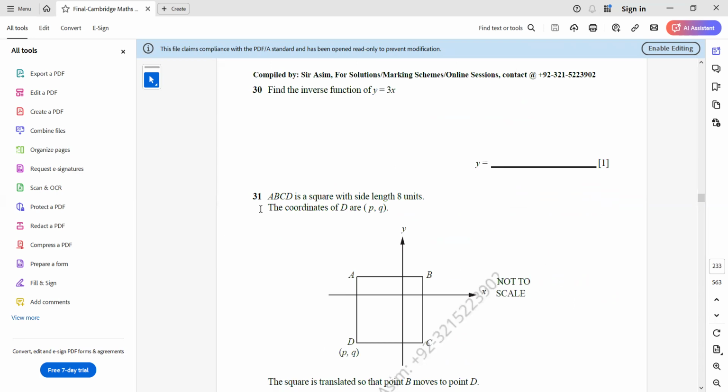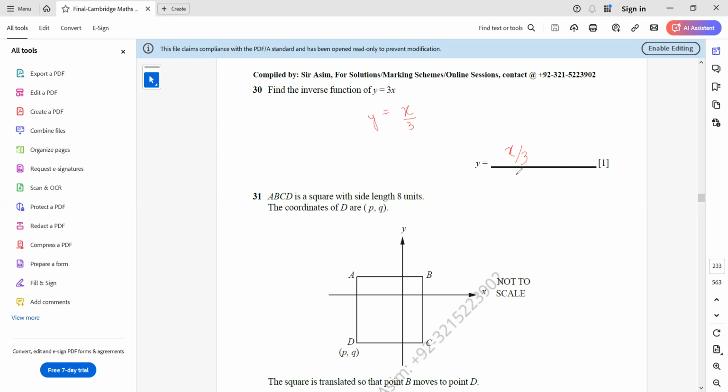Okay, question number 30 now. Find the inverse function of y equal to 3x. For the inverse function, if you see that 3 is being multiplied by x, for the inverse function, x would be divided by 3. That is the inverse function of this, y equal to x over 3.